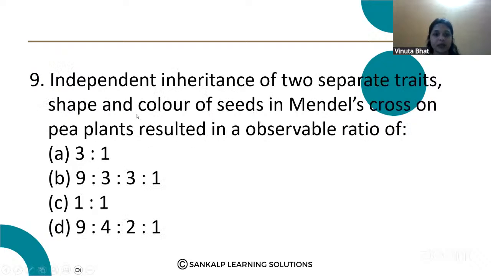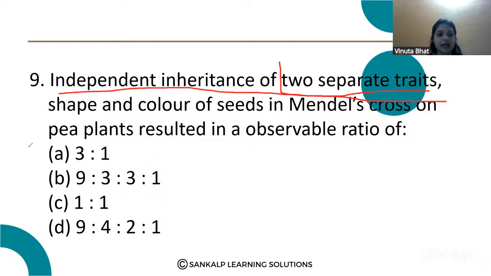Next question. Independent inheritance of two separate traits, shape and color of seeds in a Mendel's cross on pea plants, resulted in an observable ratio of: option A, 3 is to 1; option B, 9 is to 3 is to 3 is to 1; option C, 1 is to 1; and option D, 9 is to 4 is to 2 is to 1. Here, the independent inheritance of two separate traits means two separate traits were taken for the experiment, that is the dihybrid cross, Mendel's dihybrid cross.